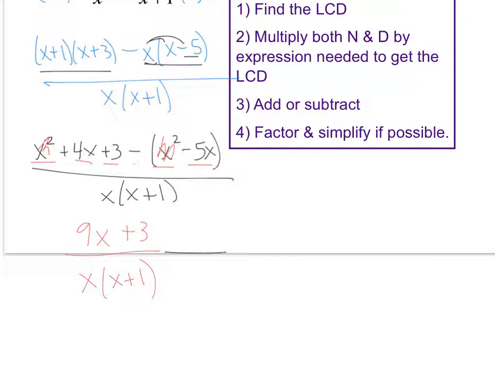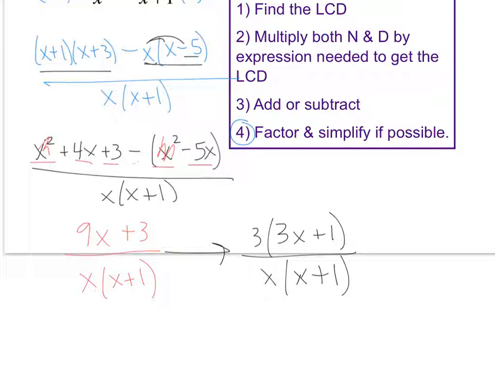Now let's see if we can factor out anything. With the 9x and 3, I can take out a 3 and then get 3x plus 1. And now we're on step 4: factor and simplify if possible, all over x times x plus 1.